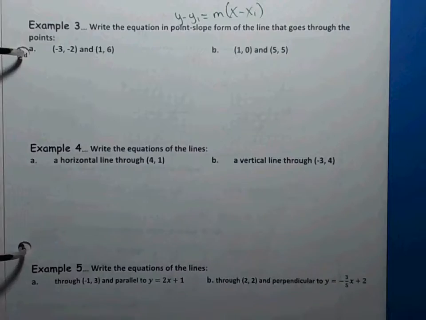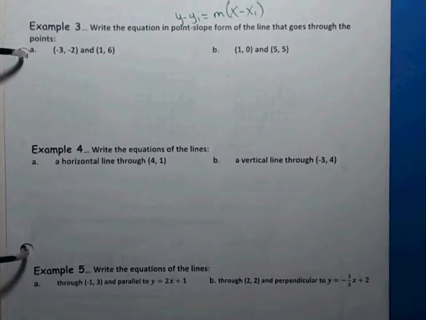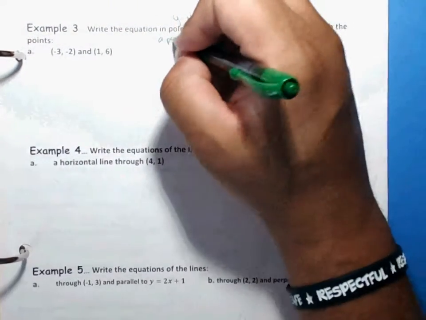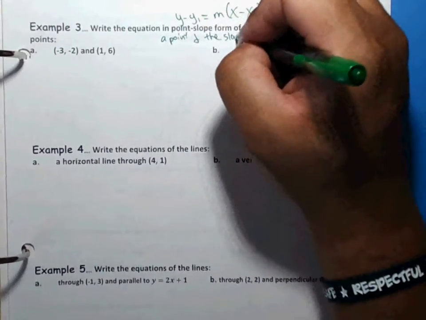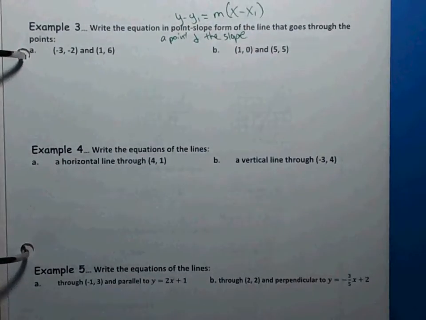Yes, ma'am. You need a point and the slope. Okay? 10 points for group D. It's at least, right?